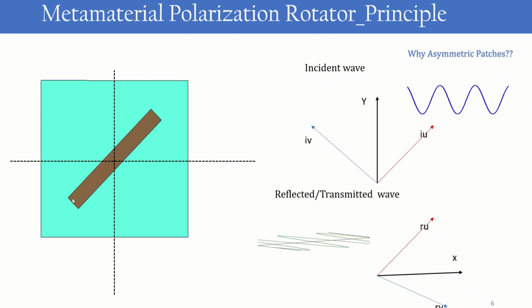Now I am going to consider an asymmetric structure. Here you can see that the structure is not fourfold symmetric. Here also I am going to make a bipolarized wave incident. You can see that this bipolarized wave is incident on this structure. Here also I can divide this bipolarized wave into two components, U component and V component. The U component will behave in the same manner as the incident wave, but the V component will be oriented in this direction because of the asymmetry.